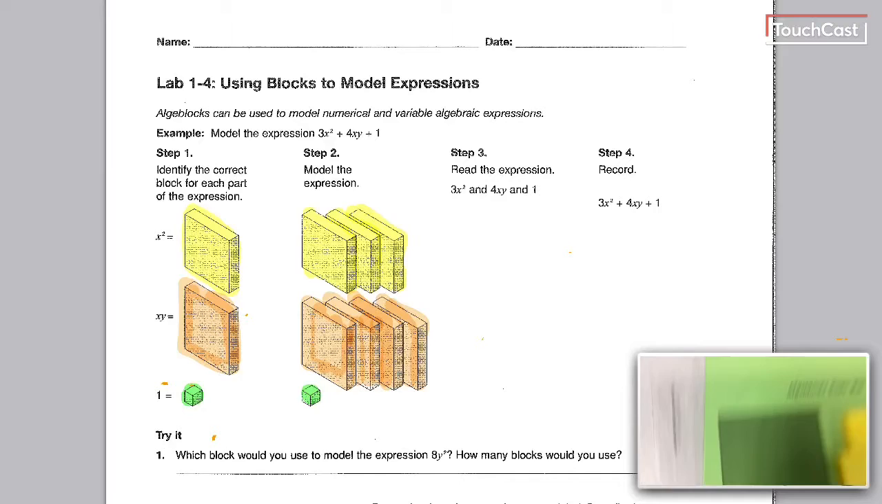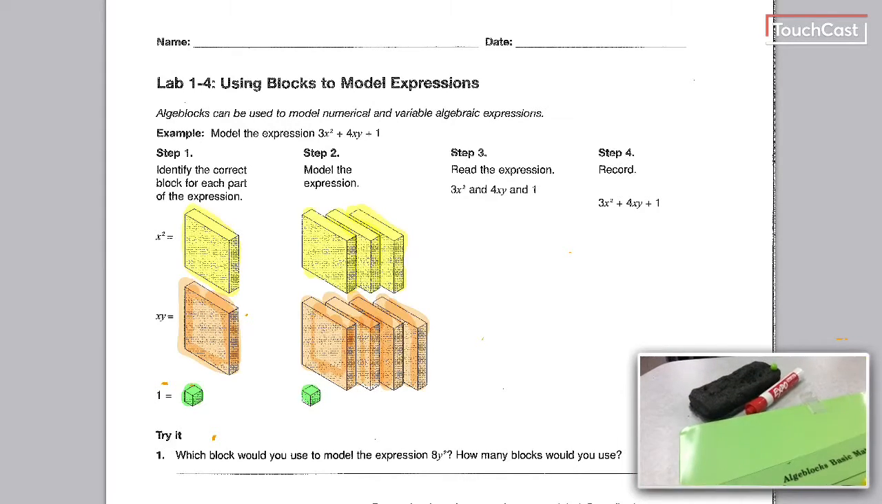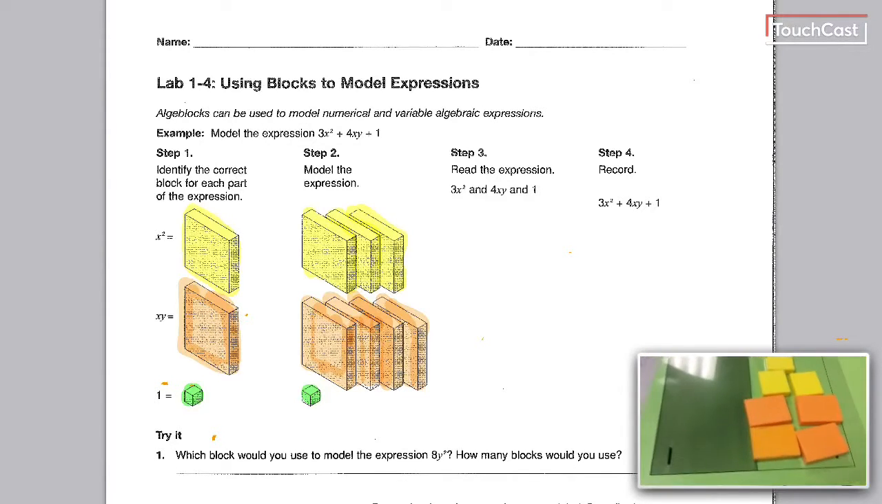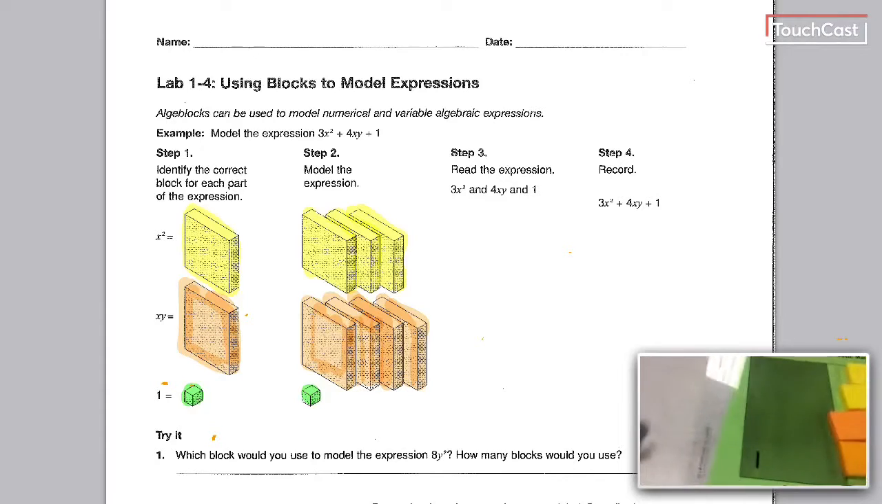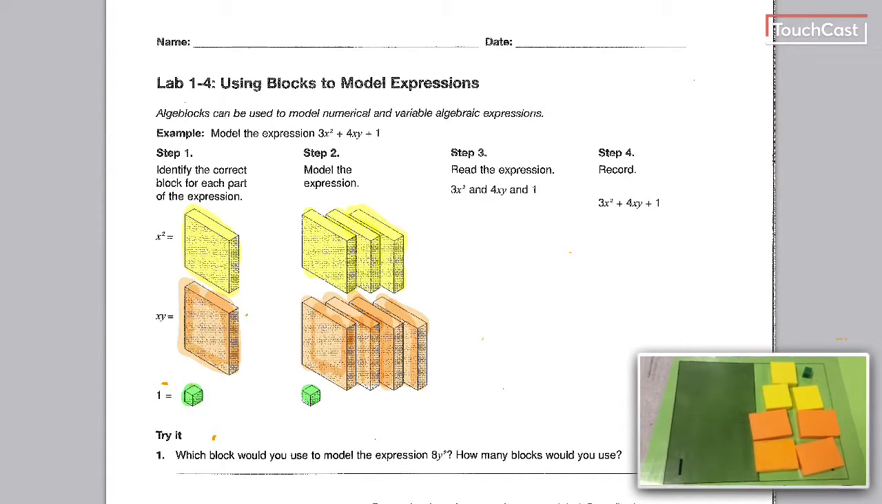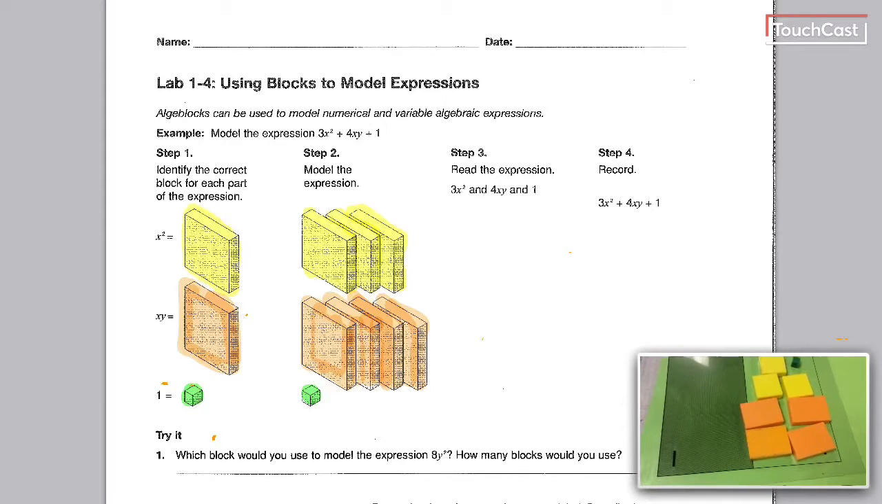Hold on, I actually need to go get some more yellow rectangles. There's 4 yellow rectangles. And then plus 1. That's simply 1 green cube. That's what the model looks like. When you do your modeling, you can take a picture and put it right in. Okay? Let's take a look at what else needs to happen.